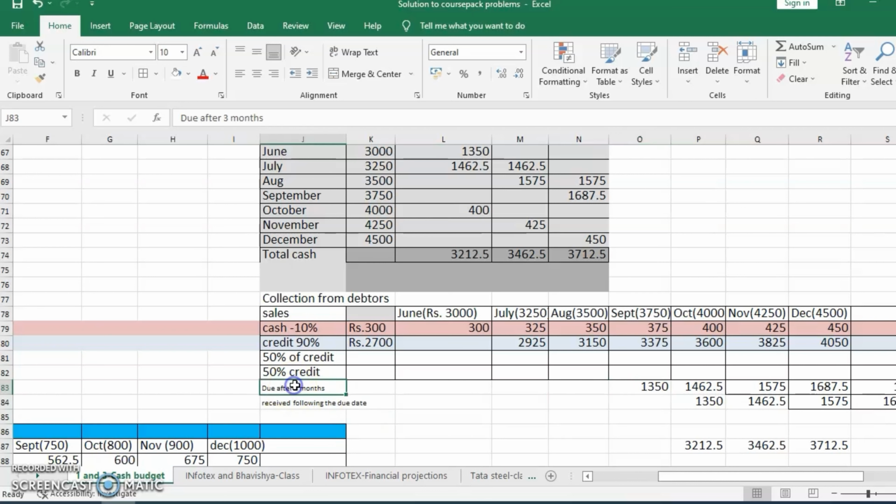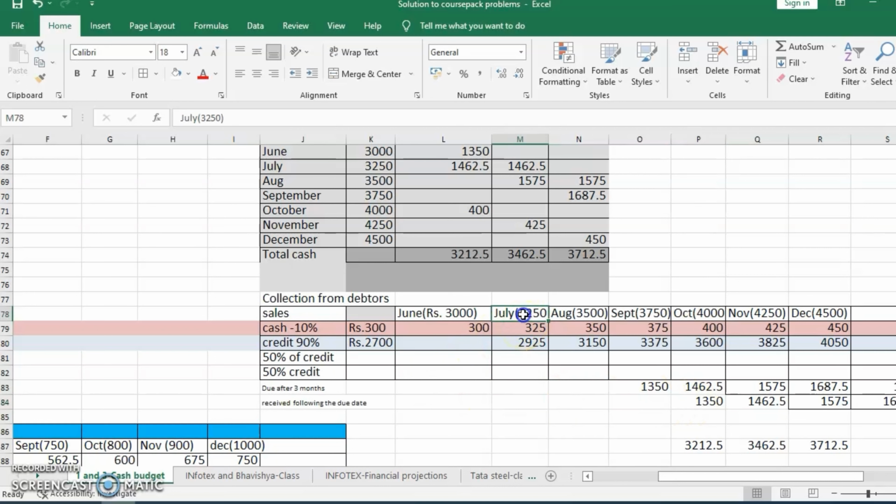1,350, that is due after 3 months. You shall receive it in the month of September, and 50% of the credit amount, 50% of this 90% of the amount, which is again 1,350, you shall receive it in the month of October, because you're receiving it in the following month. I repeat this once again.